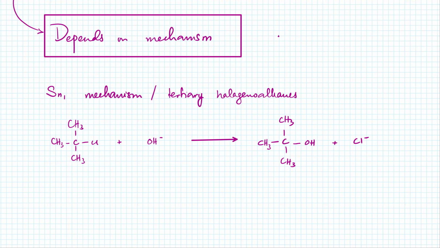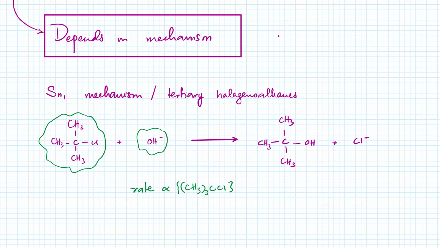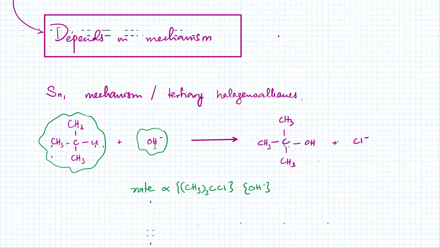And this overall reaction had two reactants. You had your halogenoalkane and OH minus. So if I write the rate equation, your rate should depend on the concentration of the halogenoalkane, three methyl groups with a carbon and a Cl, and it should depend on the concentration of OH ions, right? Because if I increase the concentration of OH ions, the collisions would increase, the reaction should become faster. If I increase the concentration of the halogenoalkane, the collisions would increase and the reaction should become faster, right?